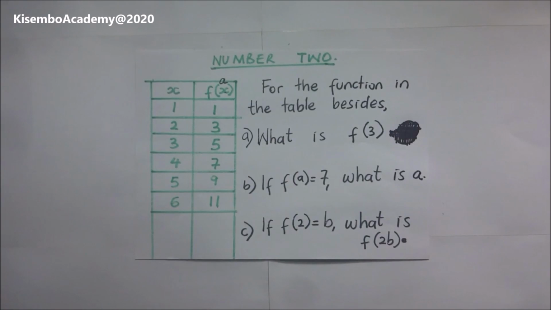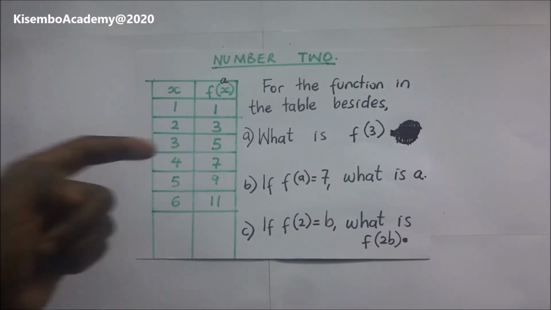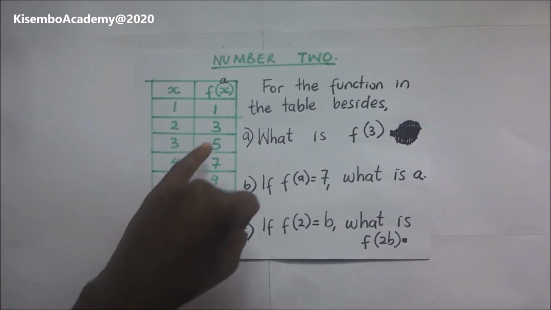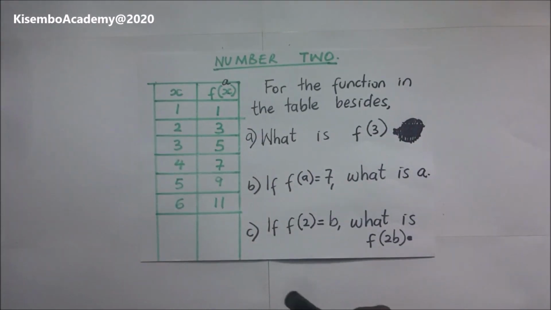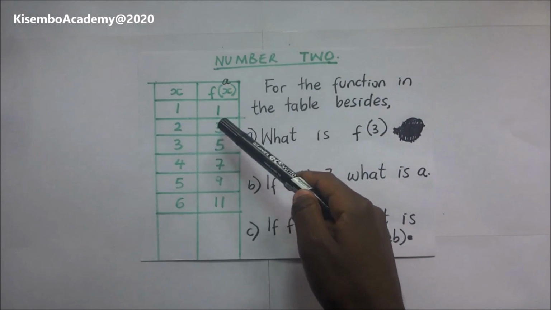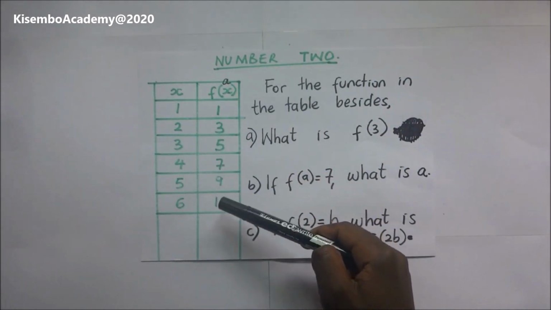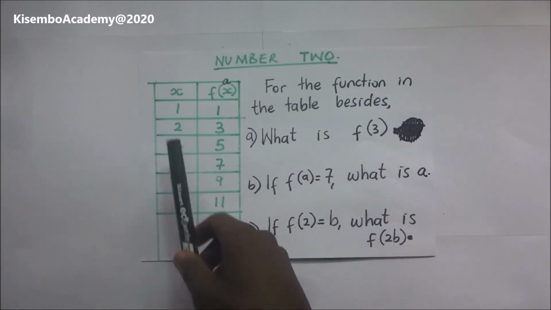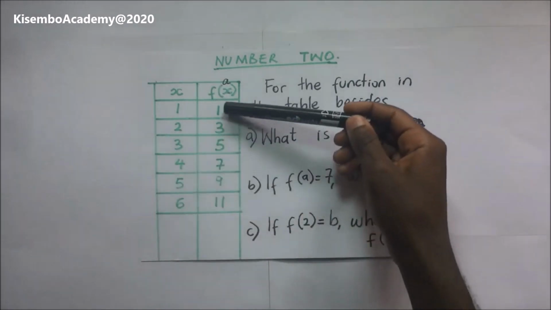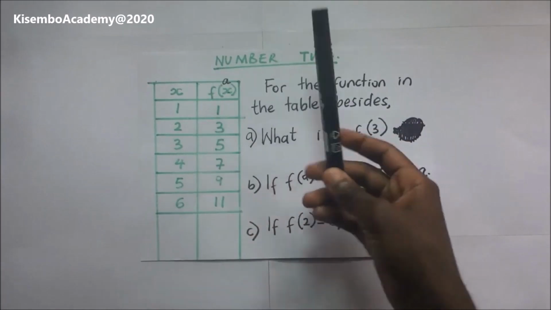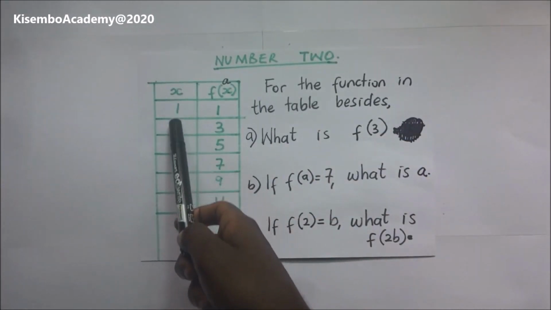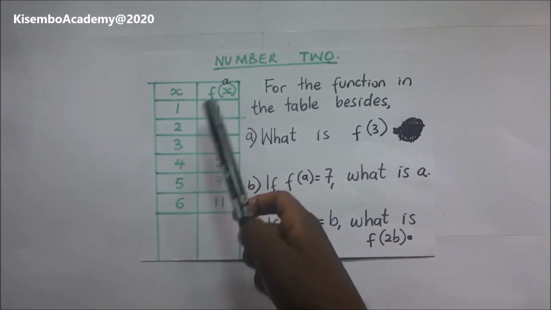Now in our number 2, we have a table that is giving us values of x and then the values of f of x. The values of f of x in this case are 1, 3, 5, 7, 9 and 11. It means that when we plug in these values of x in this function, we are able to get these as our answers. If this is the value of x, this is the corresponding value of y.